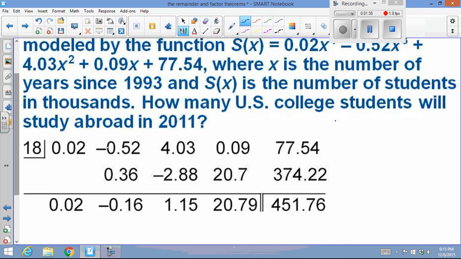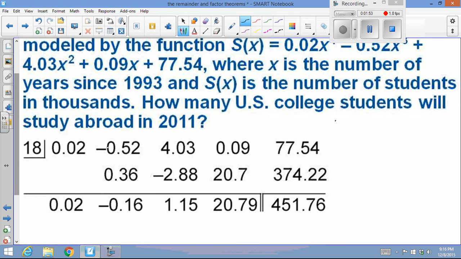Since it's in thousands of students, I do need to convert that from what I have to thousands of students. So that's 451,000, and then 0.76 means 760 students.